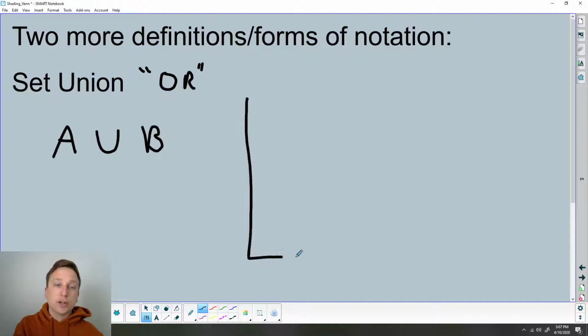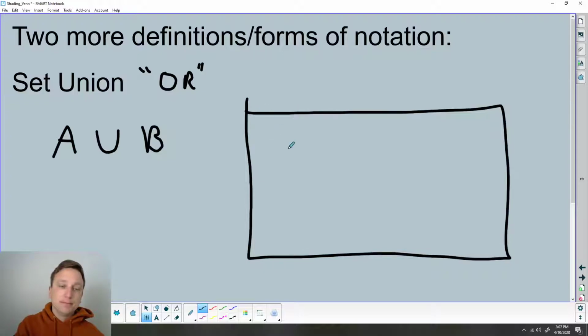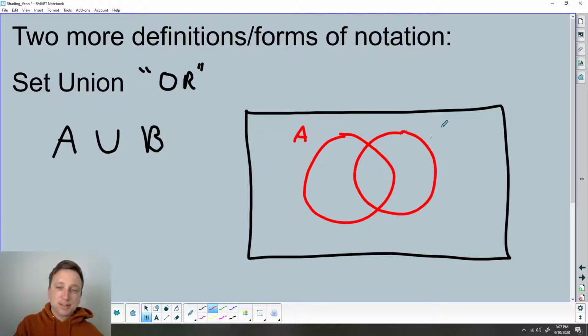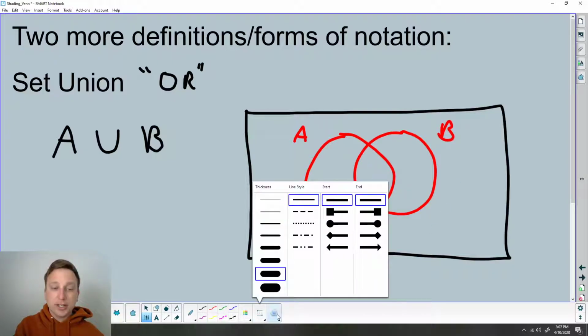So if we just draw a quick visual of this, we'll clean this up for those of you who are particular. There we go. So let's consider a set. Let's call it A. Here's set A. Let's consider a second set. Let's call it B. Here's set B. And what we're going to do is show the union of these.